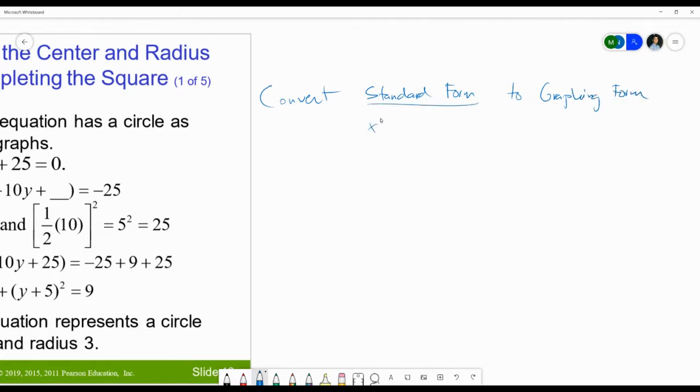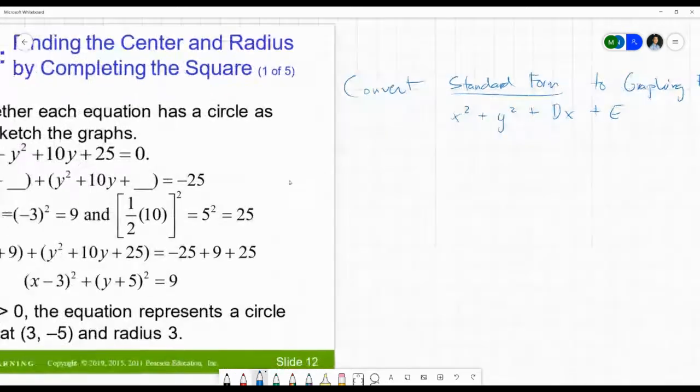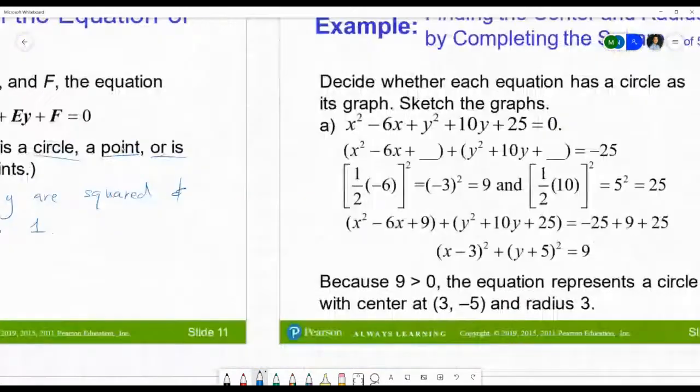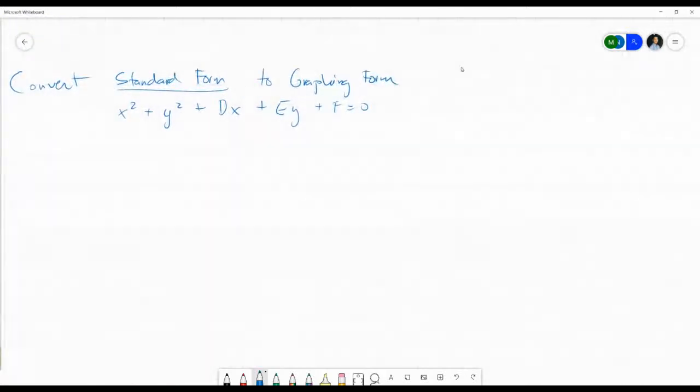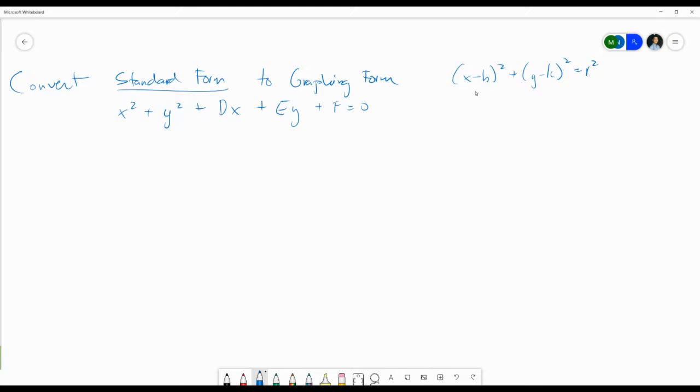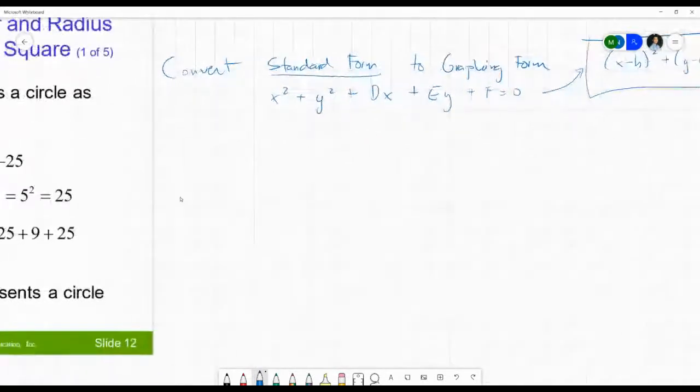So standard form is where you have x squared plus y squared plus dx plus ey plus f equals 0. All right, this is standard form. In graphing form, that's x minus h squared plus y minus k squared equals r squared. If we put it in this form, we're going to know what the radius is, and we're going to know what the center is. So this is the one we're going to use in order to sketch. In order to go from here to here, we have to be able to complete the square. So let's go over that.